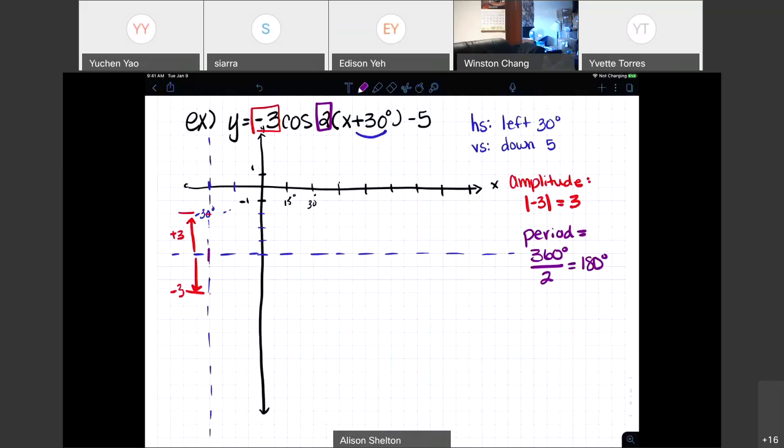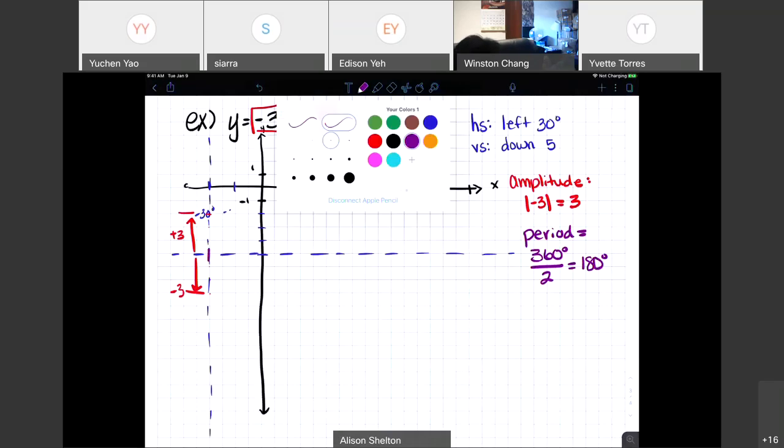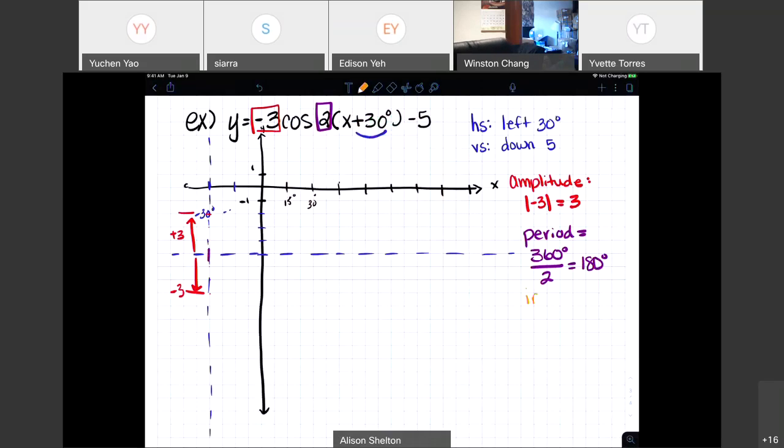Now we're going to find our increment, and our increment is going to be our period, 180 degrees, divided by 4. So in this case, we have 45 degrees as our increment. Every 45 degrees, something important is going to happen, so we'd like to add the increments to our graph.